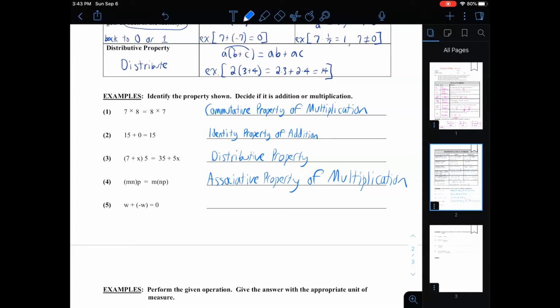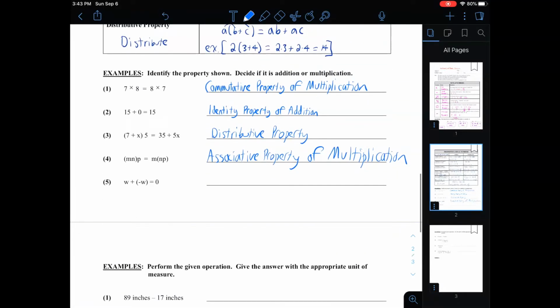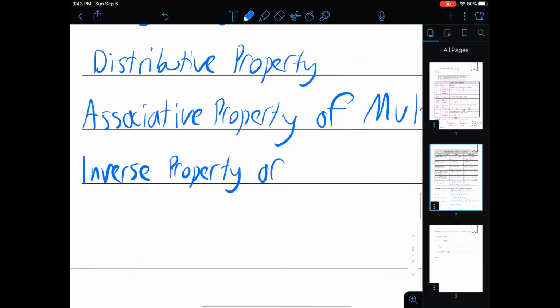Okay. The last one, w plus the opposite of w, or negative w, equals 0. Looks like we ended up with an identity. Which one would that be? Identity or inverse? Back to the identity is going to be inverse property. This is the inverse property of addition.